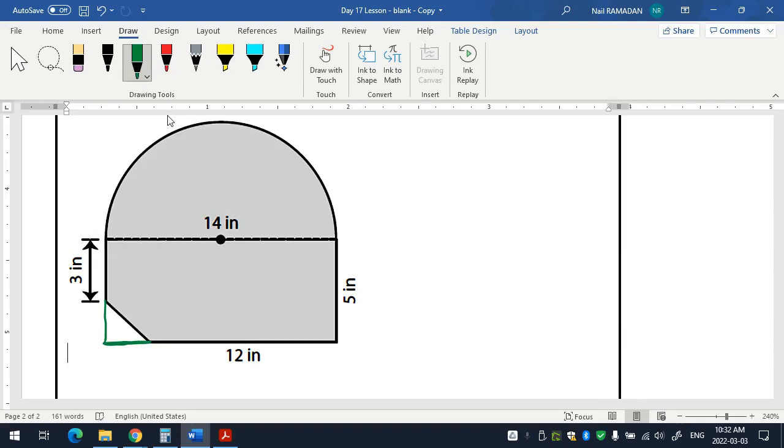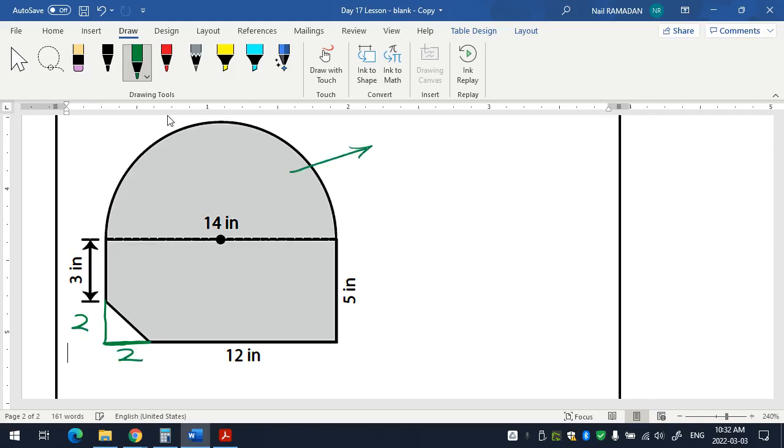Okay. How long is this small part? Because it's 5 minus the top 3. So everyone go ahead, just write 2. And how long is this small part as well? Because it's full 14 minus 12, 2. Okay, let's do this one first.